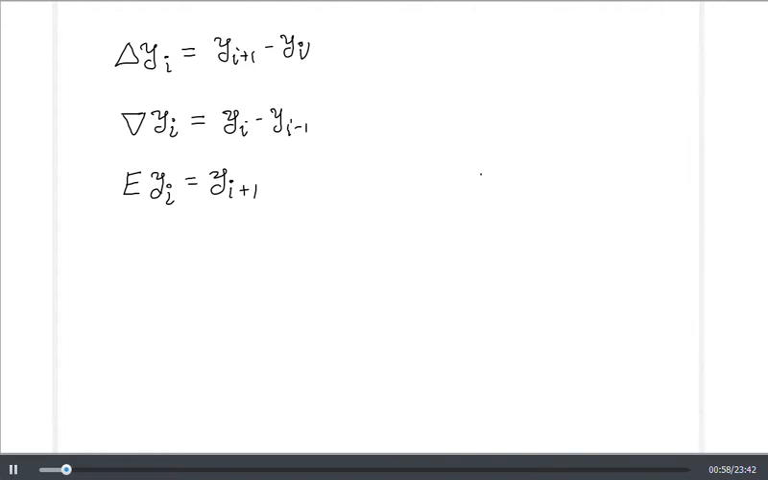Now let me introduce the central difference operator, delta. This central difference operator we usually denote like this: if you take delta of yi, that will be y at i plus 1 by 2 minus y at i minus 1 by 2. You can understand what is happening here.